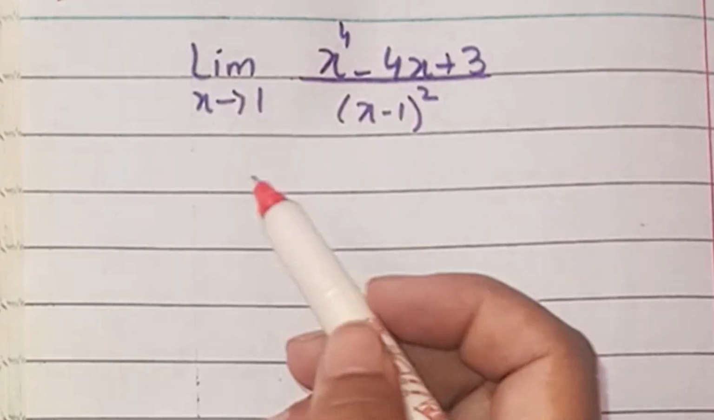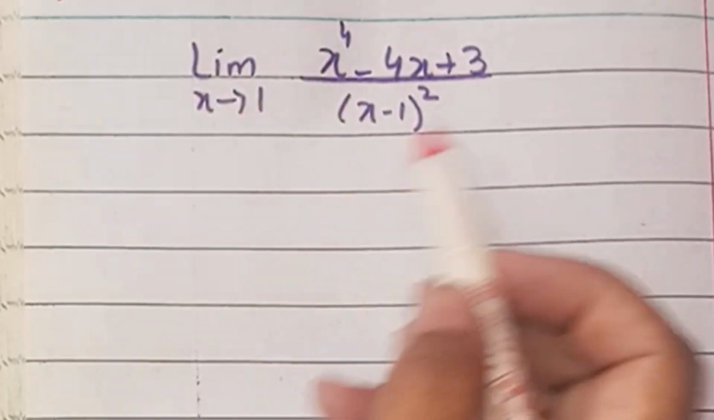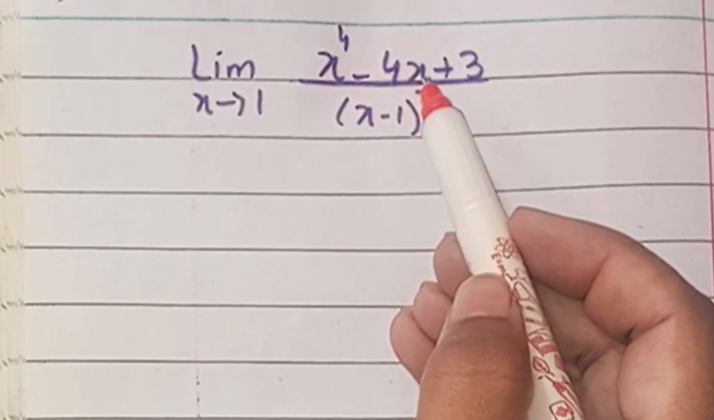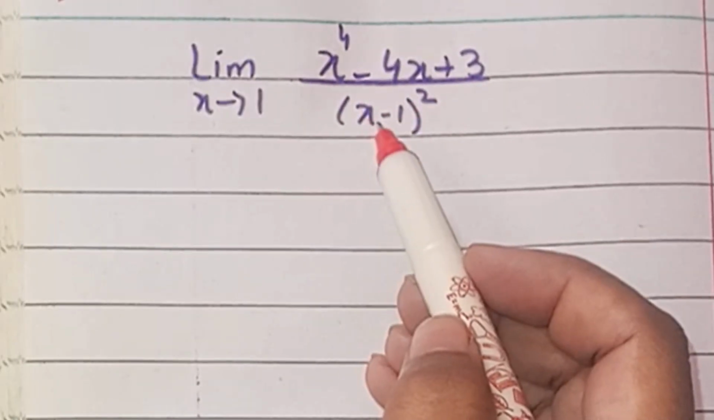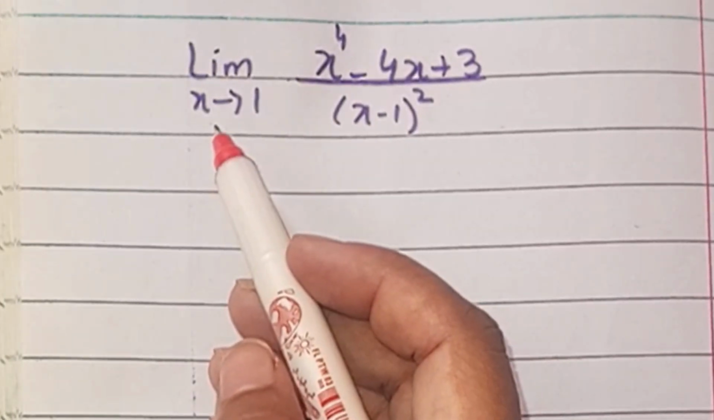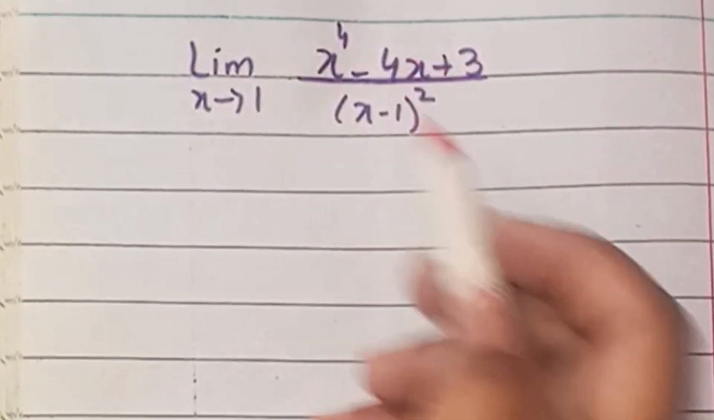Hello, good day everyone. In this video, we find the limit of this function: x raised to the power 4 minus 4 times x plus 3 over x minus 1 whole square. First of all, we directly put the limit in this function.